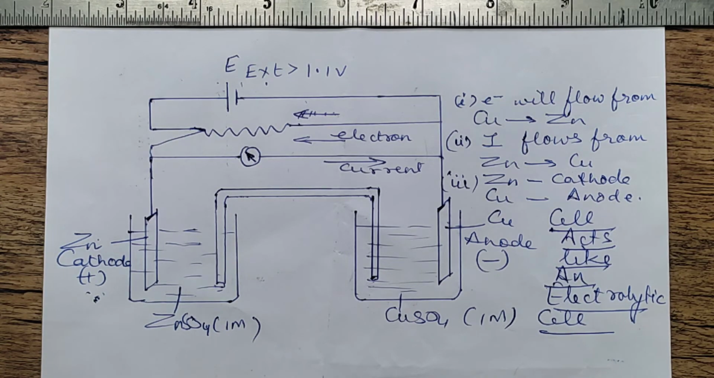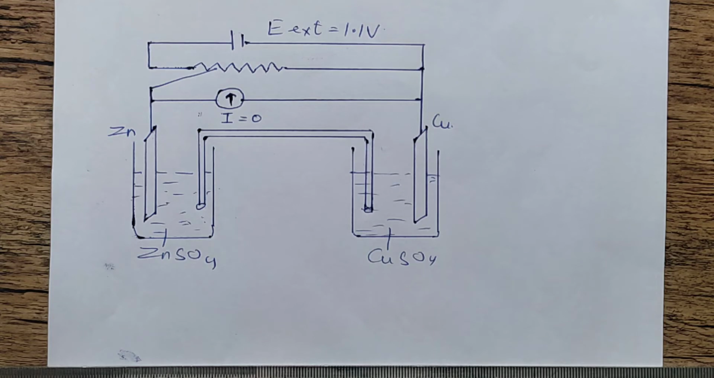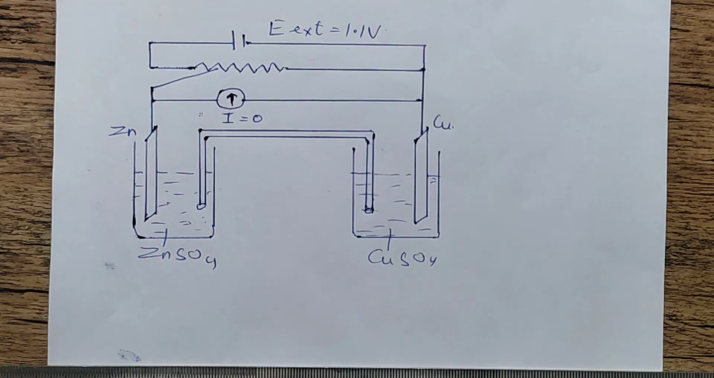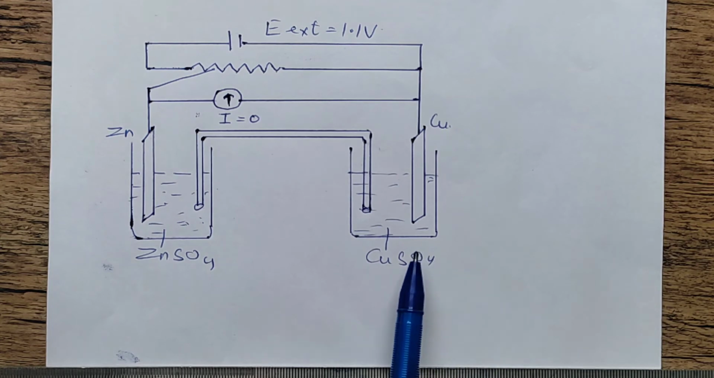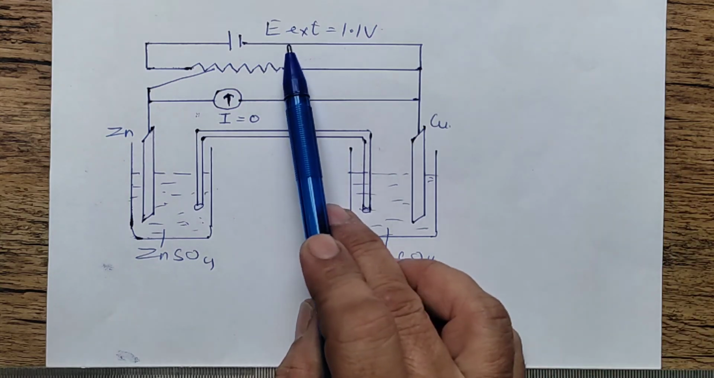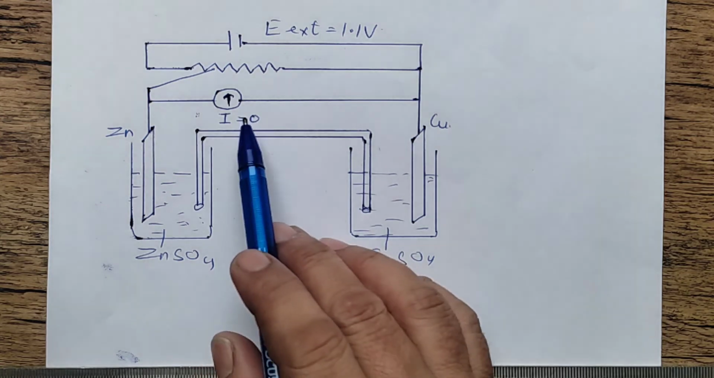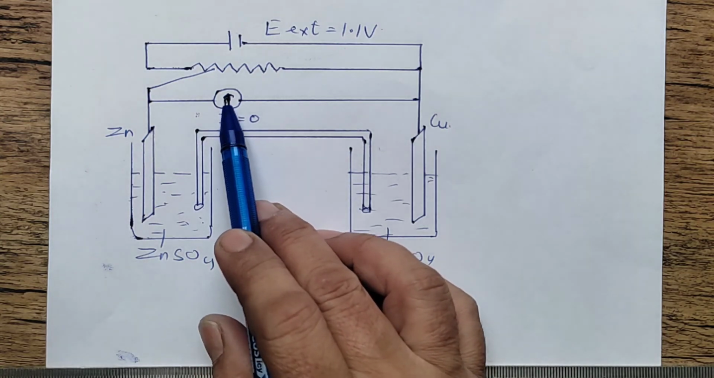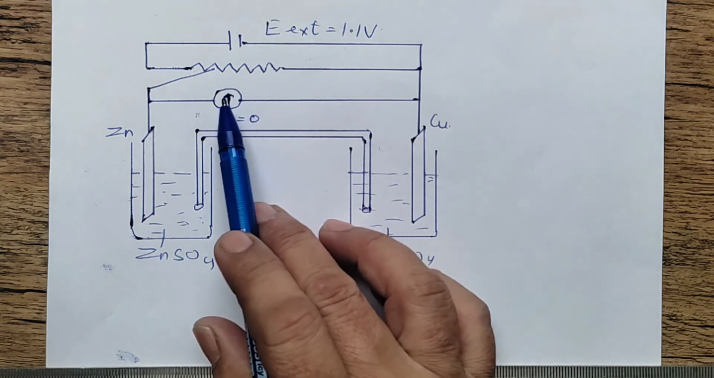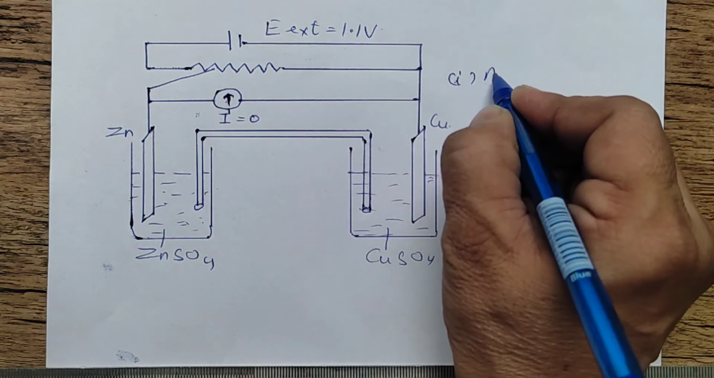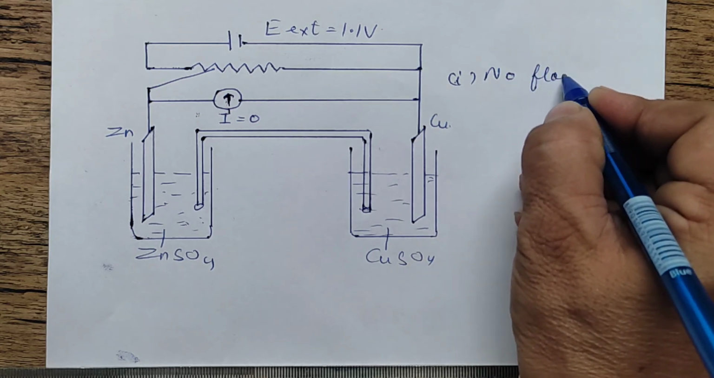Got it? Now we will consider the third case, when the external potential is equal to 1.1. Why are we considering 1.1? I already told you, for zinc and copper the E cell is 1.1. And now if the external potential, the battery which is connected, is also 1.1, then what will happen? Then you see nothing will happen. There is no deflection found in the ammeter. So you will write down in this case, no flow of electrons.